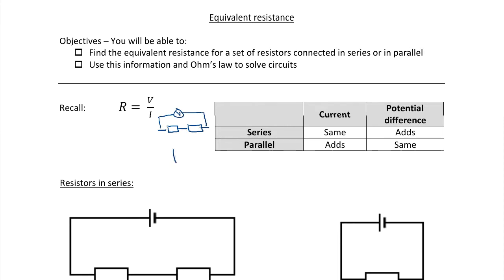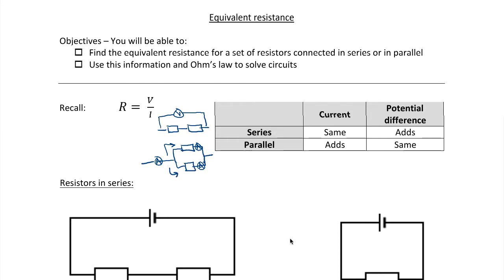Now, when I have resistors in parallel, like this, because there are branch points, there's two directions for the current to go. The current can go this way or the current can go this way. And so the current across the two of them adds. If I were to measure by putting an ammeter here, the current through this one and the current through this one, add those together, that would be the value I'd get if I put an ammeter over here. And in this case, the potential difference across the two resistors in parallel is the same.